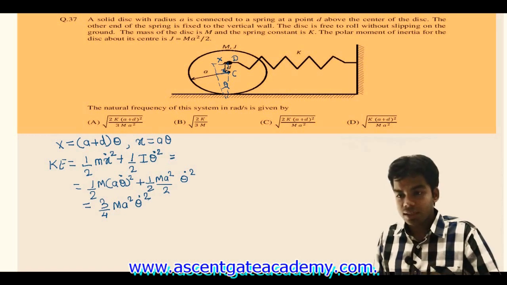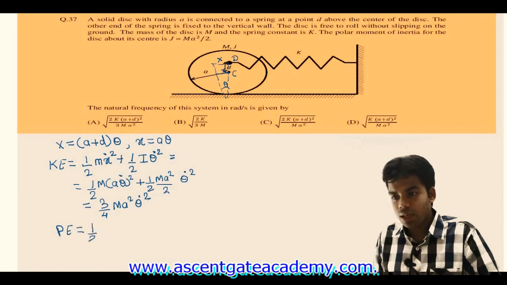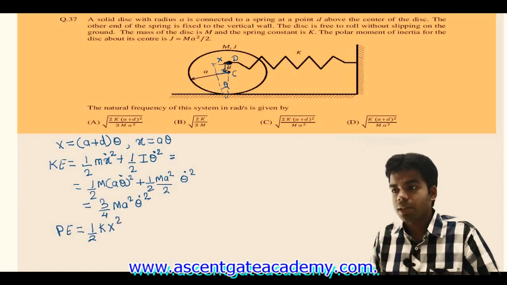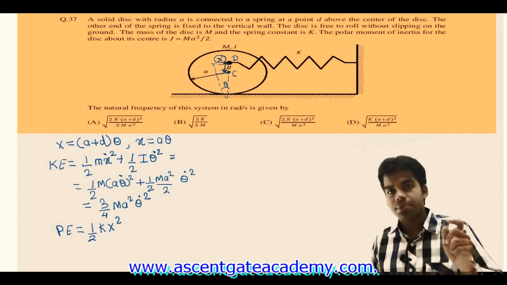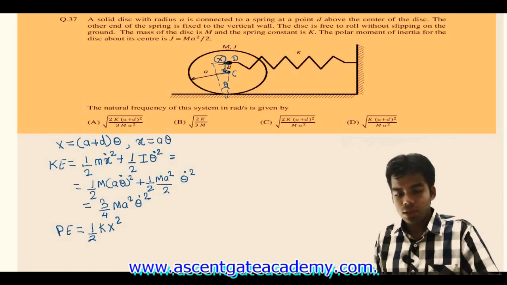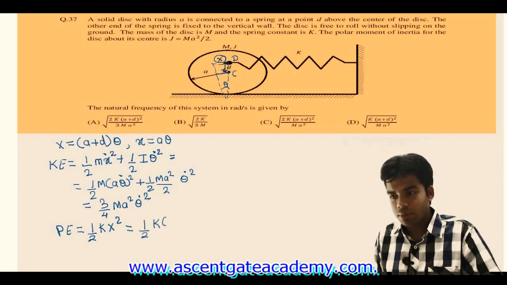Now the total potential energy will be the potential energy of the spring only. That potential energy is nothing but half kx square, and this time x will be capital X. Why capital X? Because this spring is moving by a distance capital X. The center point is moving by a distance small x, while the spring is moving by a distance capital X. So just put the value. Capital X is (a plus d) into theta, so this will be equal to half k into (a plus d) whole square into theta square.